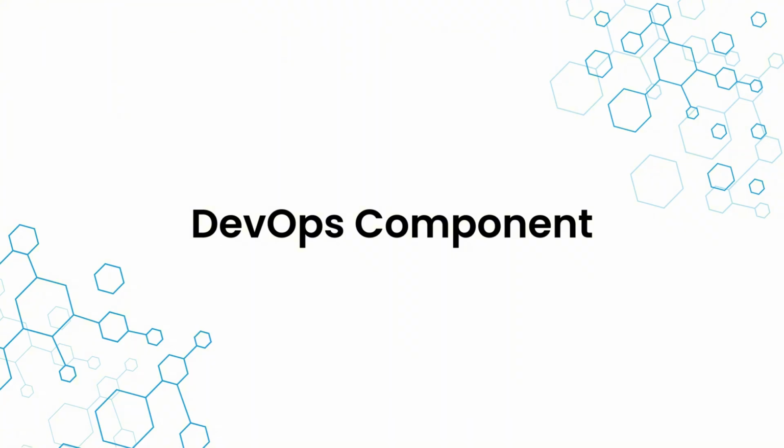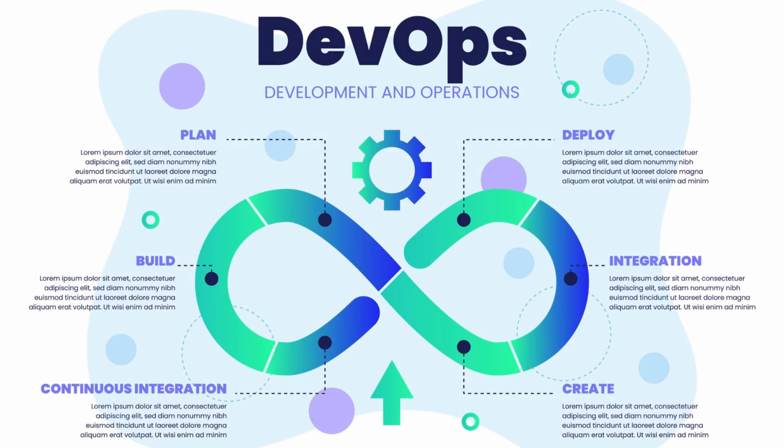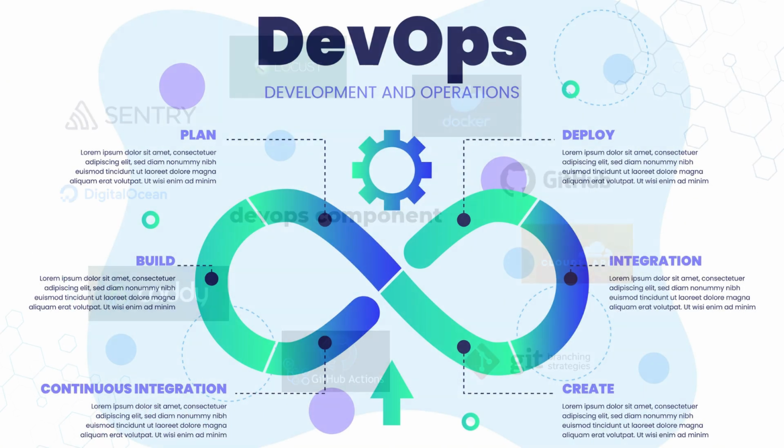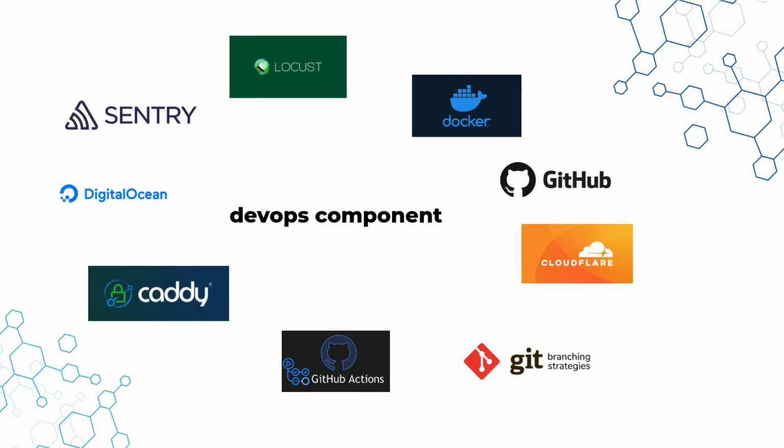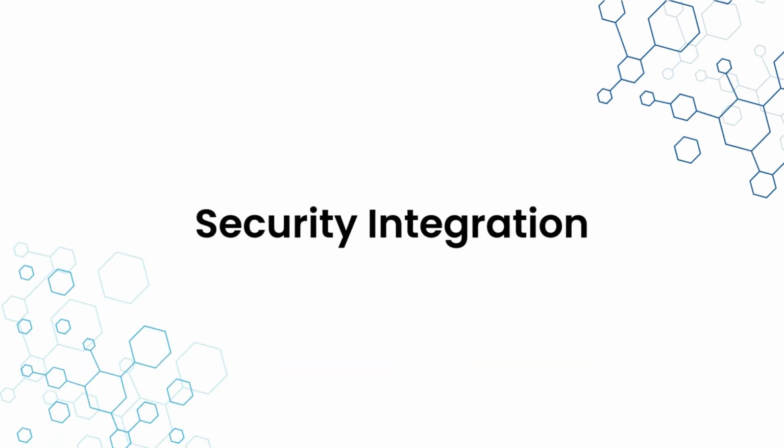DevOps components. In the DevOps components, we are planning several kinds of deployment, and the planning architecture is here. For implementing this, we are using various components: Locust, Docker, GitHub, Cloudflare, GitHub branch.